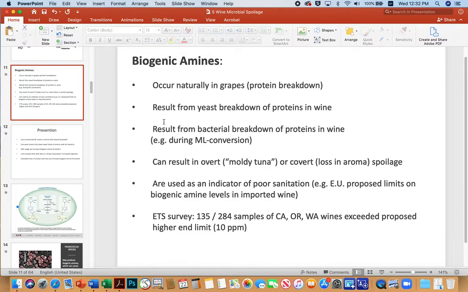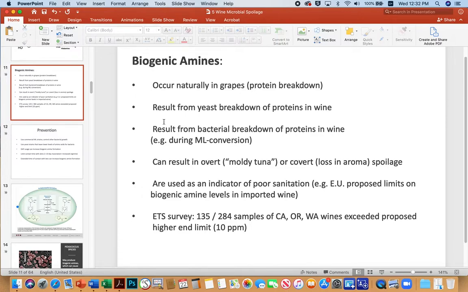And so bacteria can actually do this too. They can actually break down the proteins and in turn decarboxylate them. And so Oenococcus, our malolactic organism, can actually do that, in some cases. The result is typically an overt moldy tuna or rotting meat kind of smell. There's also the potential for a covert one if it's not so intense. If you don't get up to that sensory threshold, you can often get a weird loss of aroma type of spoilage if certain kinds of biogenic amines are formed.